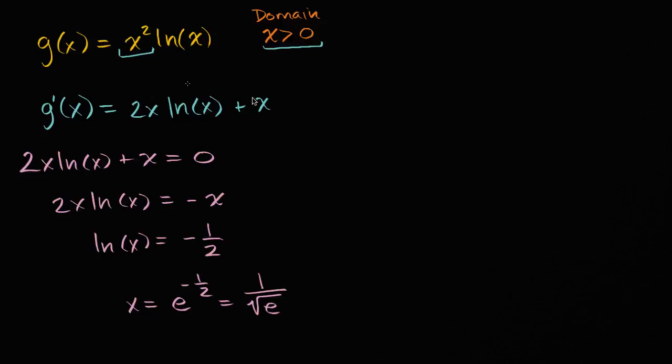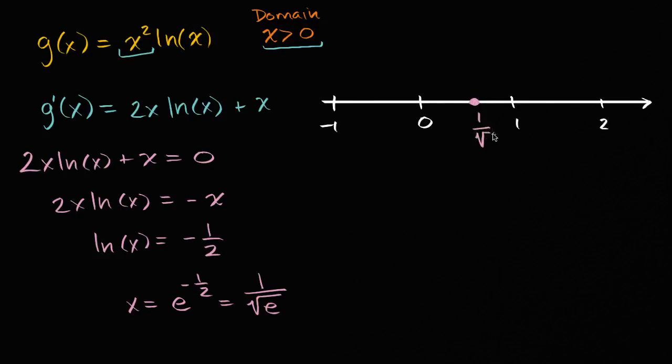And I could draw a little number line here to really help us visualize this. So if this is negative 1, this is 0, this is going to be a little bit less than 1. So let me plot 1 here and then 2 here. And so we have a critical point at 1 over the square root of e. So let me put it right over there.